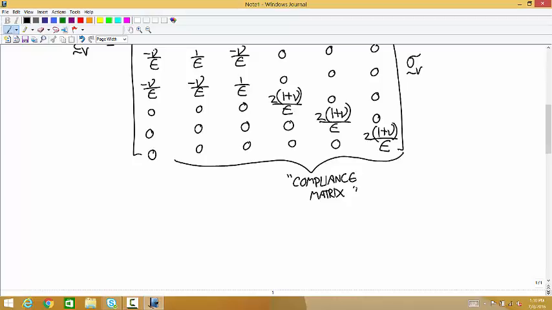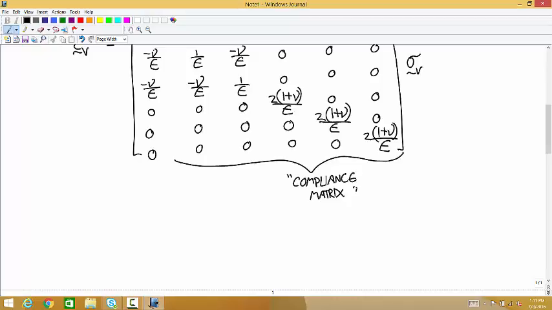Can you say that again? Yeah, the more compliant it is, the bigger the values of the compliance matrix are. You can think of each of these elements as some kind of measure of how easy it is to deform the material. So you get bigger values if it's easier to deform.